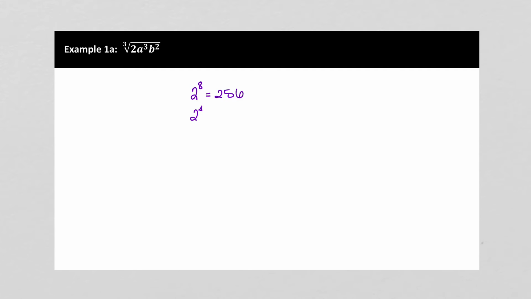So 8 divided by 2 would be 2 to the 4th, and that is 16. Half that again, we'd have 2 squared, which is 4. Half that again, we'd have 2 to the 1, which is 2. Half that again, and we have 2 to the 1/2.